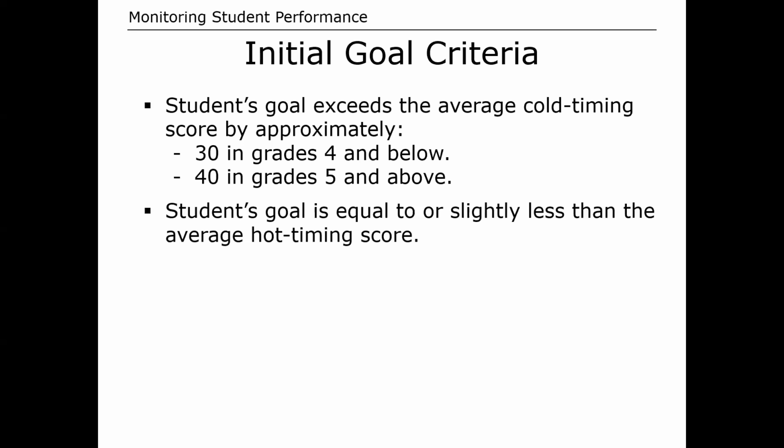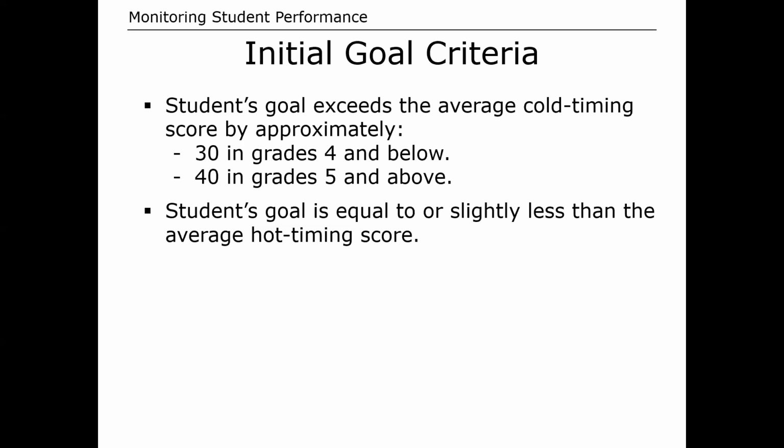We also want the student's goal to be equal to or just a little bit less than the average hot timing score. So what do I mean by that? In order for a student to pass a story, she has to at least meet her story goal during her pass timing. Hot timing and pass timing, we use those words interchangeably. So when I say hot timing, I mean that pass timing, that final timing, has to be at least at or above her goal.